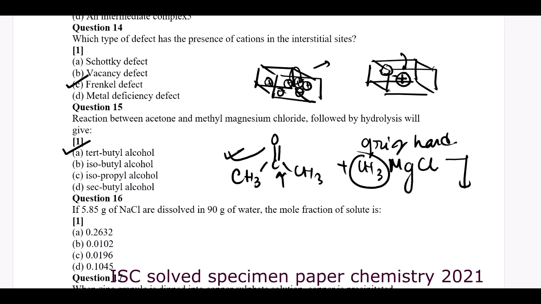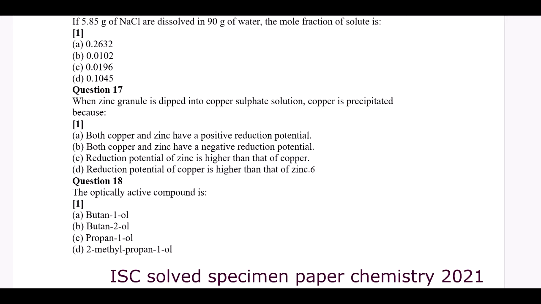Next question: if 5.85 grams of sodium chloride are dissolved in 90 gram of water, find the mole fraction. Now you see, mole fraction. What is the formula for mole fraction of solute? Suppose the solute is B, the mole fraction XB is equal to the mole number of B divided by the total mole number of A and B.